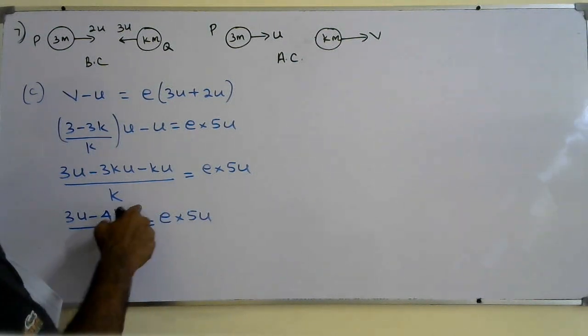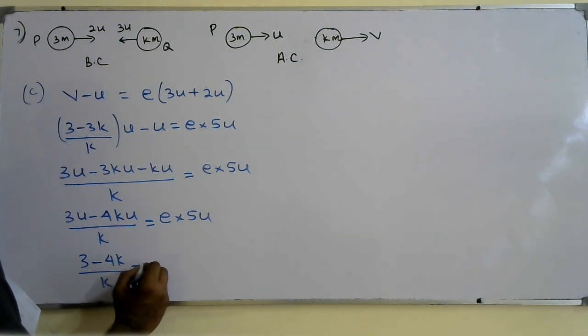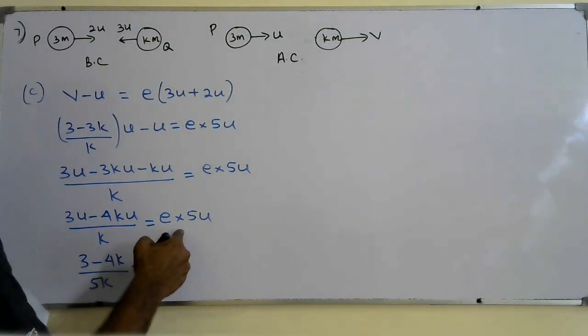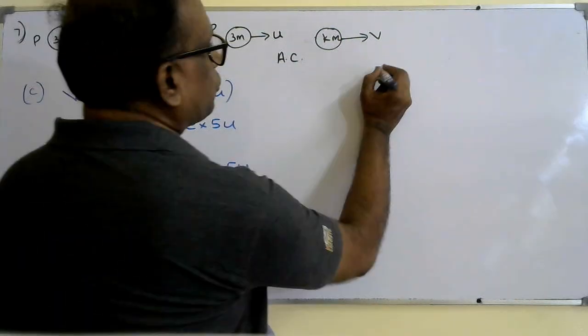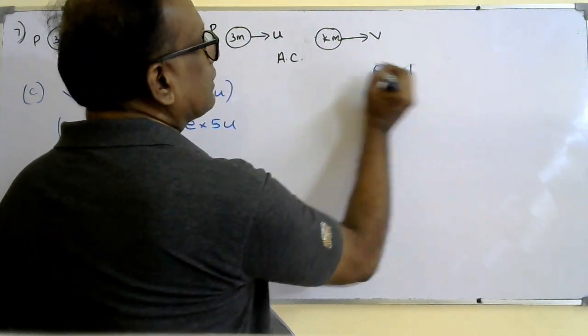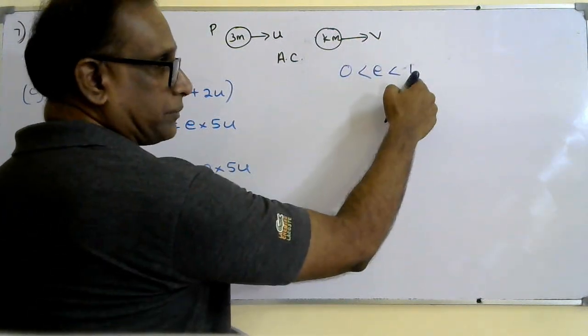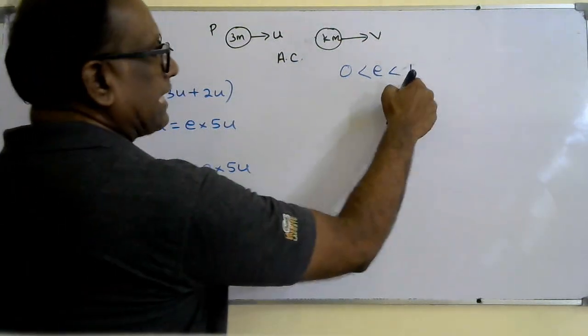All the U will get cancelled. So you will get (3 minus 4K) over K equal to 5E. I can bring the 5 down, so (3 minus 4K) over 5K is equal to E. Okay, so we know that E should be less than 1 and greater than 0. I already explained the reason: if it is 1, perfectly elastic; equal to 0, completely inelastic. So normally, less than 1 and greater than 0.